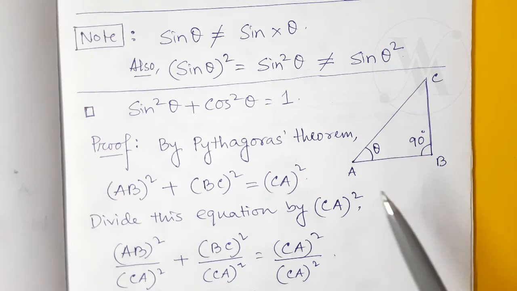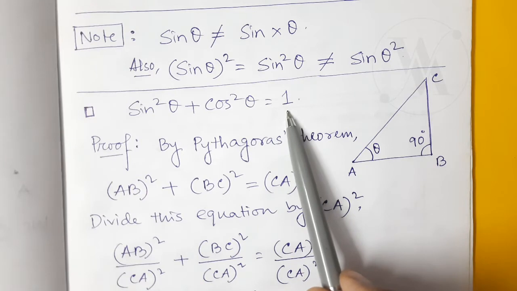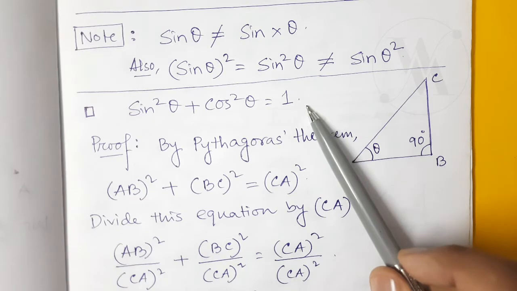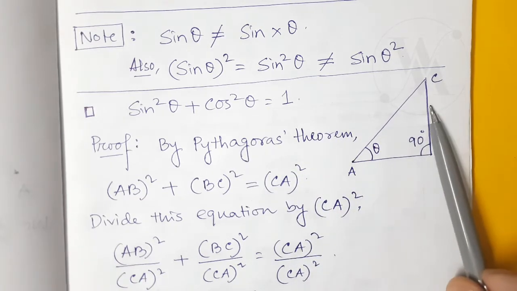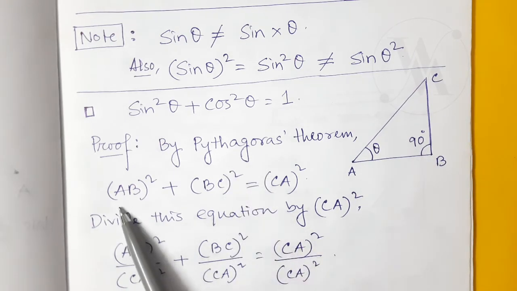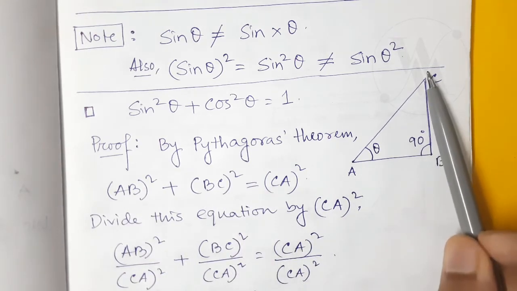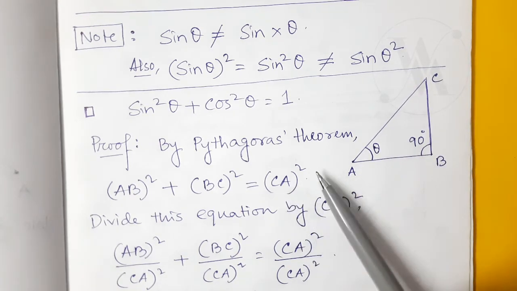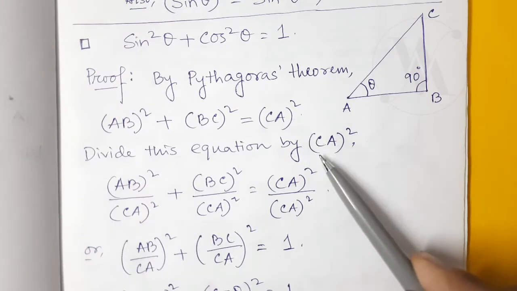Now you might have heard about this: sin square theta plus cos square theta equals 1. In this video we are going to prove it. We will prove this result by Pythagoras theorem. So let's consider this right angle triangle. This is 90 degrees and this is theta. By Pythagoras theorem you can write AB square, that is base square, plus BC square, that is perpendicular square, equals hypotenuse square, that is CA square. CA and AC are both the same. So now divide this equation by CA square.